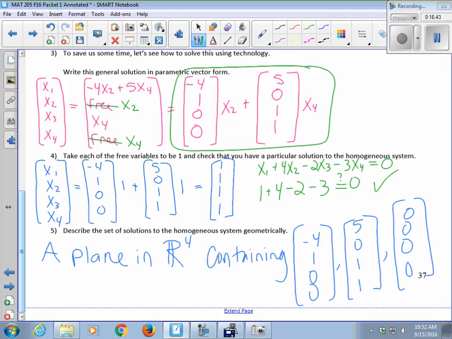Here's a little quirk of your textbook. If the solution had been 3-dimensional, like there were 3 free variables, they still call that a plane. Even though it's some 3-dimensional object within R4, they still call it a plane because we don't really have a word for a 3-dimensional object within R4. So they're just sort of expanding the definition of the word plane. So you can always use the word plane when it's some subset of the space.